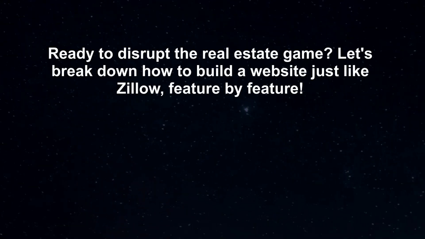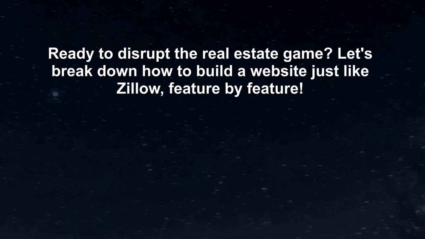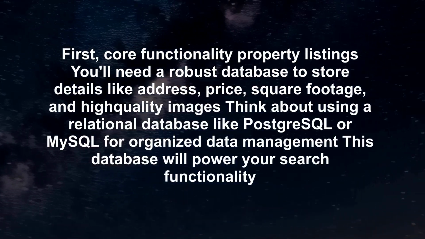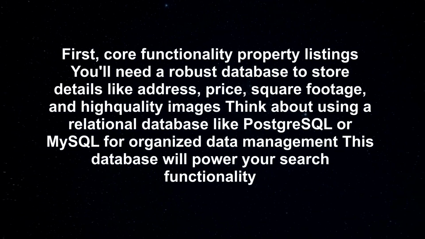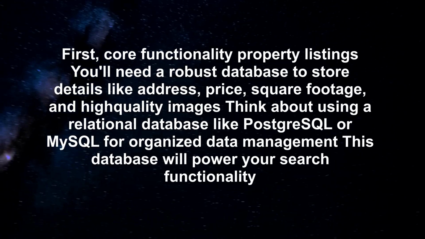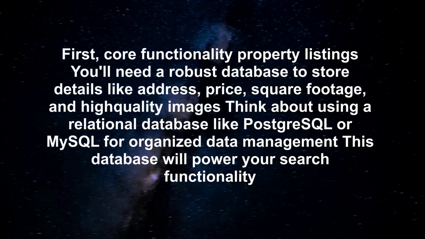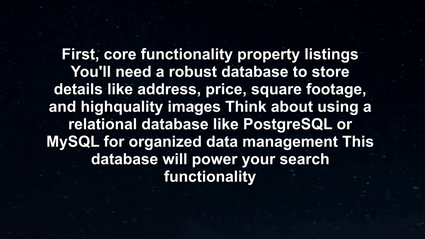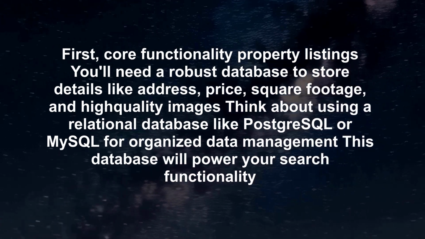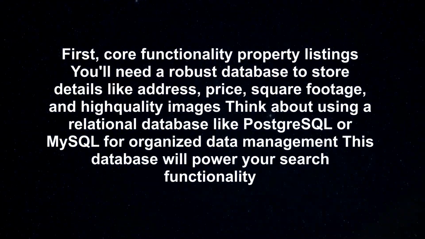Ready to disrupt the real estate game? Let's break down how to build a website just like Zillow, feature by feature. First, core functionality: property listings. You'll need a robust database to store details like address, price, square footage, and high-quality images. Think about using a relational database like PostgreSQL or MySQL for organized data management. This database will power your search functionality.